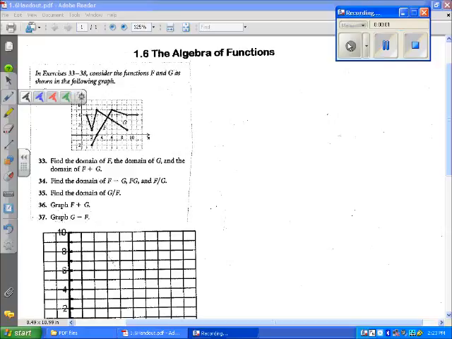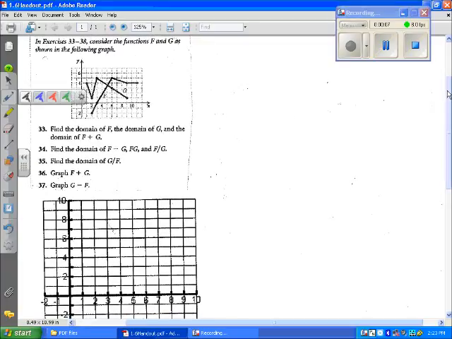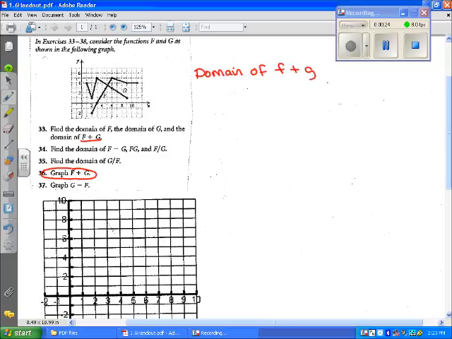Continue with number 36 from section 1.6. Before we begin, number 36, we have to recall that the domain of f plus g, which we learned back in number 33. So let's go ahead and write that down. If you recall, the domain of f plus g is the intersection of the domain of f and the domain of g, which is 2 to 9.